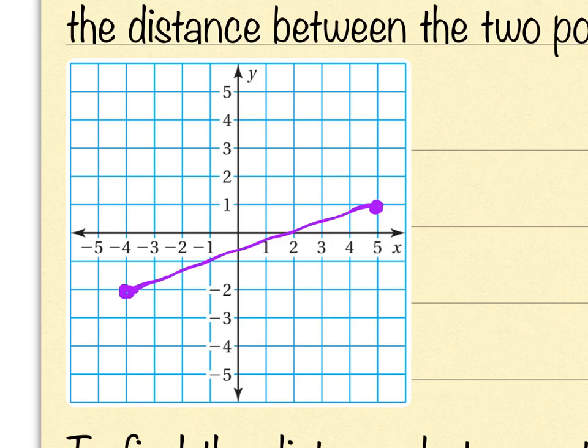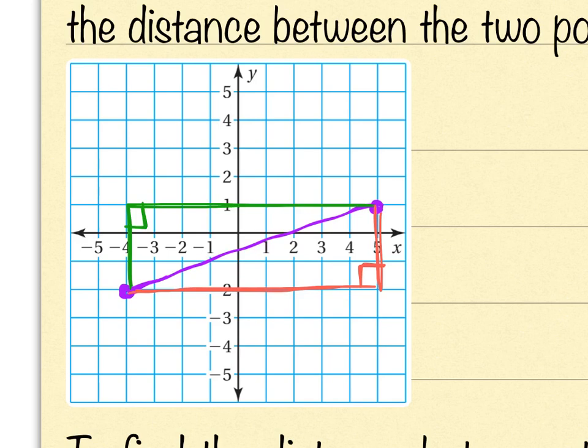If I want to find the distance, then I can use the Pythagorean Theorem, which involves right triangles. But I'm going to have to actually draw a right triangle. I could draw the right triangle here, like this. Or I could draw the right triangle like this. It's not really going to matter how you draw it, because either way, since the coordinate plane is filled with a bunch of squares, we're going to have right angles.